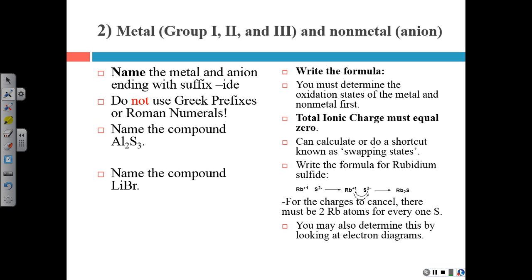But for this name, the name would be aluminum sulfide. That's it. There would be no di, tri, anything. So the name here is aluminum sulfide. All I did was find Al, that's aluminum. S is for sulfur. You drop the ending and add IDE.